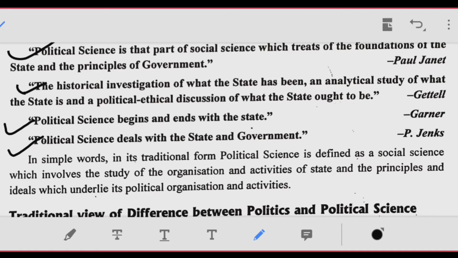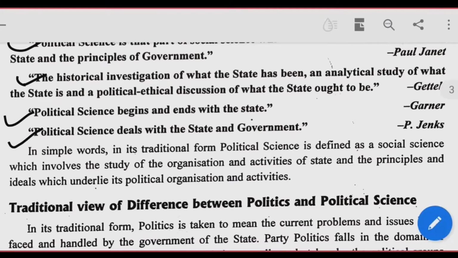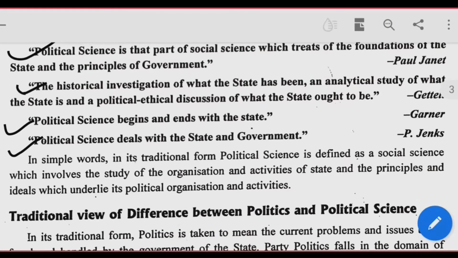Two simple things: the relation between state and government. Whenever there is a state, government will also be there. In order to form the government, the state is also required. In the second chapter, we'll discuss the fundamental concepts of the state, and it will clear your ideas. You'll have much clearer ideas about a state. So this is all about political science. If you are asked what is meant by political science, you can write: political science, the study of state and government.